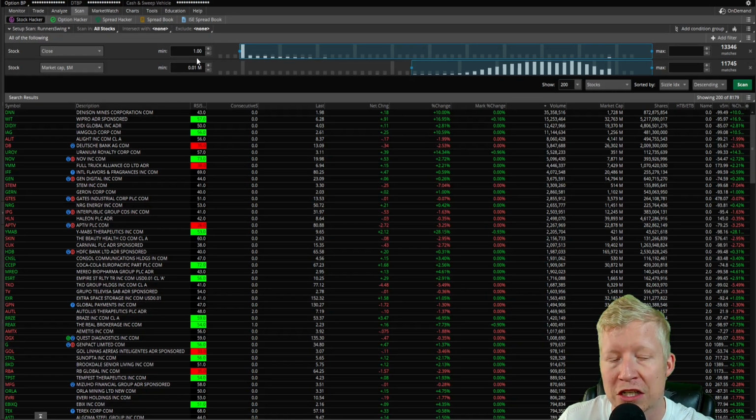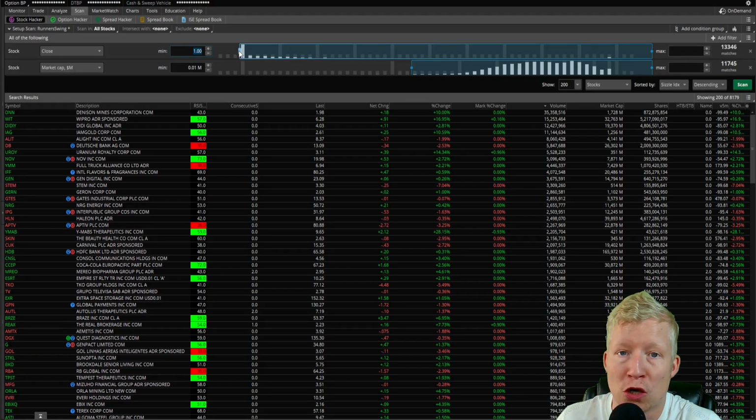Let me start with, I have a couple of admin sort of stock filters already added in just to filter out kind of all the gross stocks I don't want to see. I personally don't trade penny stocks. So I have a close, a minimum of $1. You don't have to have that if you want to trade penny stocks, more power to you.